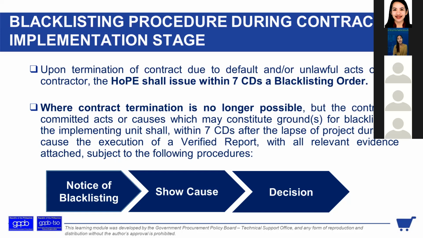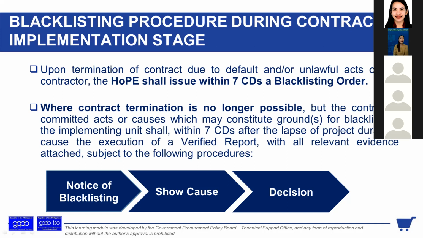So that is really it: notice of blacklisting. There is a complaint, or a prima facie finding either motu proprio or upon complaint. Then a show cause order for them to answer, and the decision. So we have a required verified report after the contract, if contract termination is no longer possible. So the notice of blacklisting is upon recommendation of the implementing unit. Because sometimes, we no longer see this.